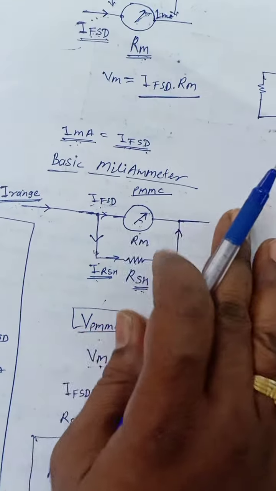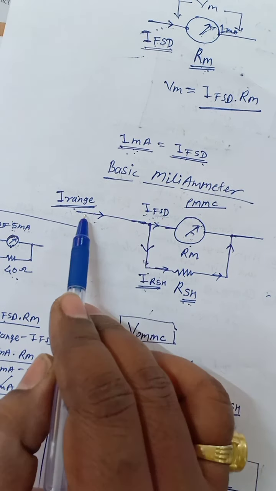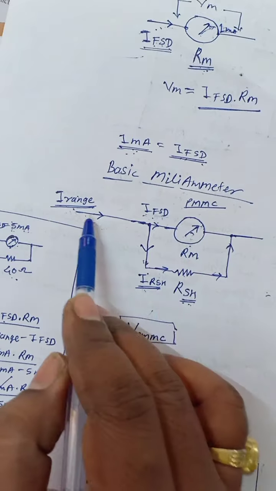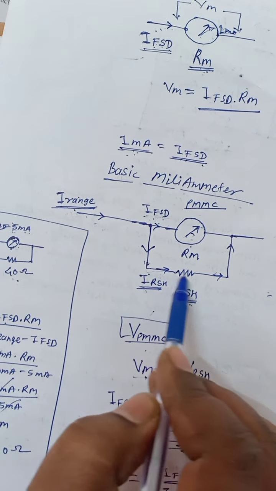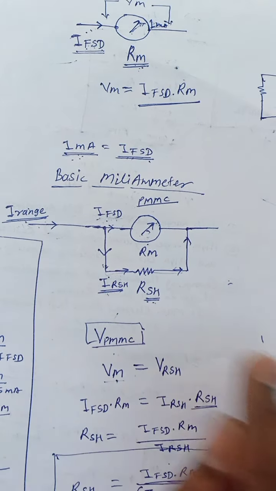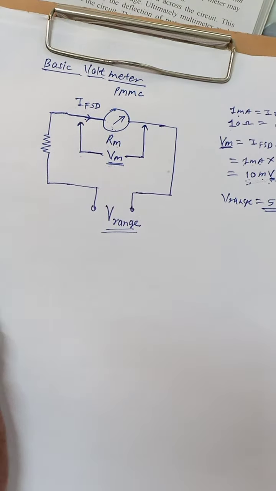So in the current meter, if we apply 10 milliampere and IFSD is 1 milliampere, in that case 1 milliampere flows through the meter, and the remaining 9 milliampere flows through the RSH. For I range is 10 milliampere. Okay, so this is for the current meter. The same thing is for the voltmeter.